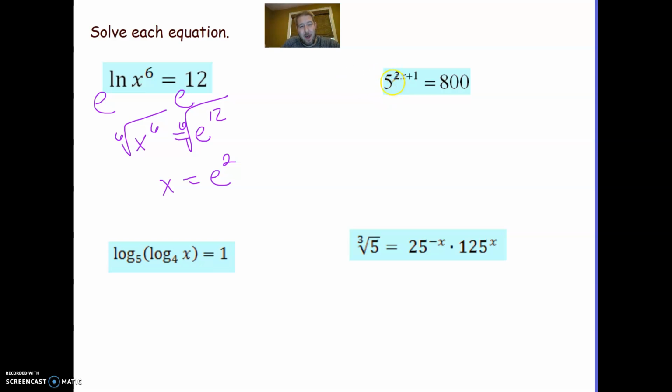So this one is base 5 and exponential. So the inverse of that will be log base 5. So I'm going to do log base 5 of both sides. That cancels out. Gives me 2x plus 1 equals log base 5 of 800.